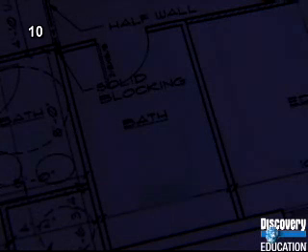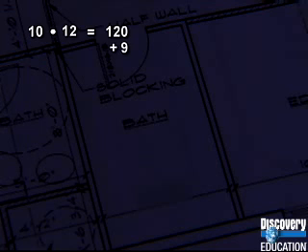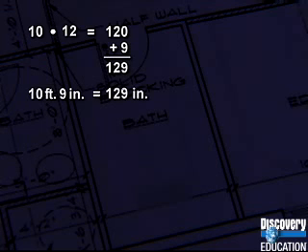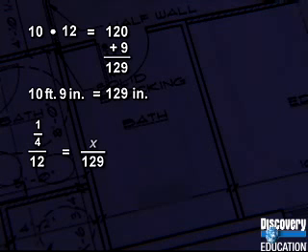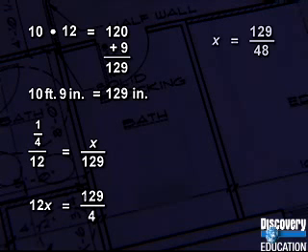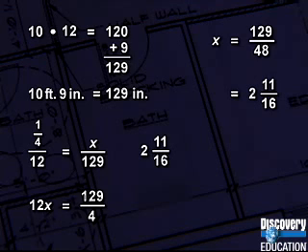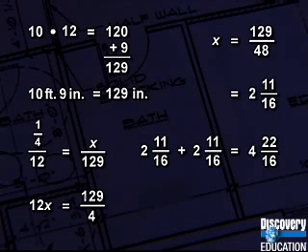First, find how long an editing suite is on the blueprint. 10 feet is the same as 120 inches, plus 9 gives us a total of 129 inches. Setting up our new proportion with inches in the denominators, solve for x. We cross-multiply and find that the length of each editing suite wall is 2 11/16 inches on the blueprint. So the combined length of both editing suite walls on the blueprint is 5 3/8 inches.